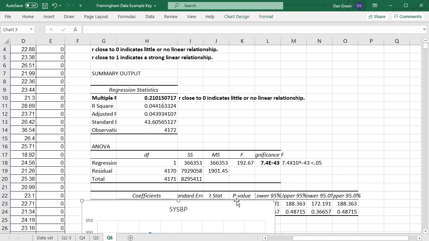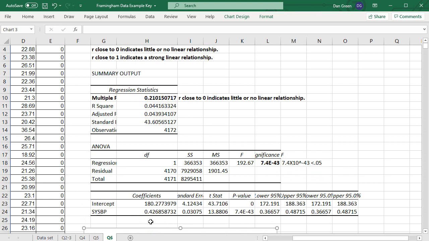And then the last thing that we're going to look at are the coefficients down here. So we've got two coefficients, intercept and systolic blood pressure is our x. So remember that a line has general form y equals mx plus b, where y is the dependent variable, m is the slope, x is the independent variable, and b is the y-intercept.